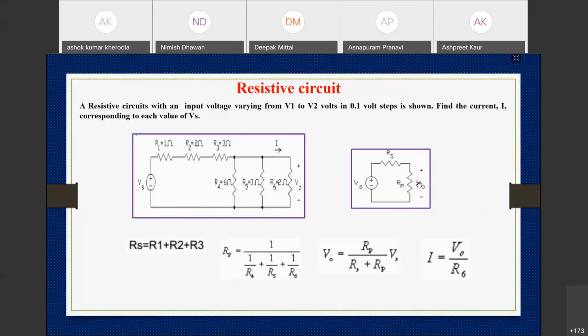Now, to find the output voltage, you use the voltage divider: V0 equals Rp upon Rp plus Rs into Vs. Since the current I is flowing in resistance R6, the current in R6 will be V0 by R6. Is it fine?